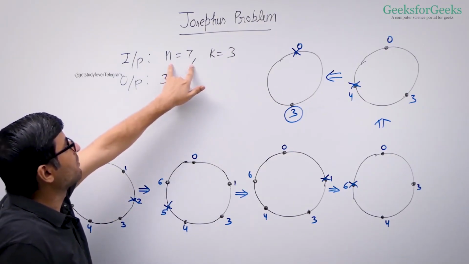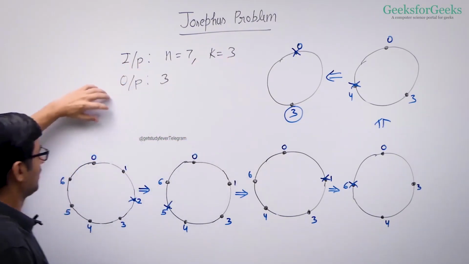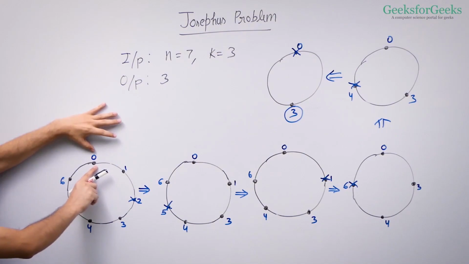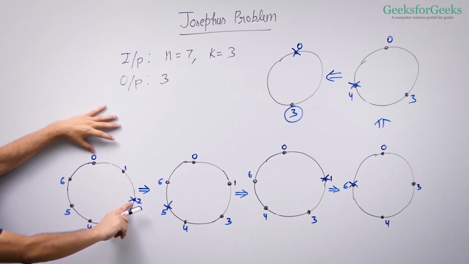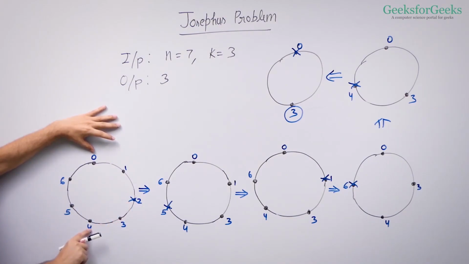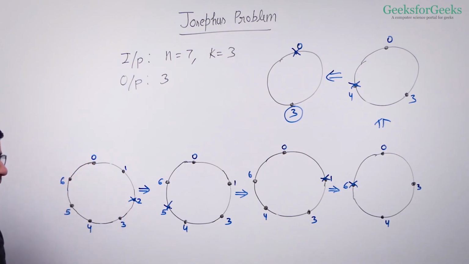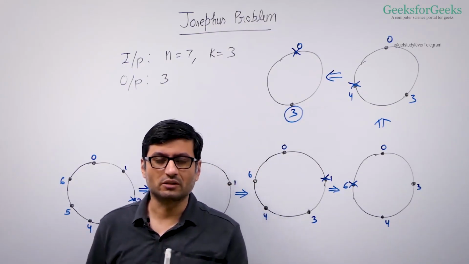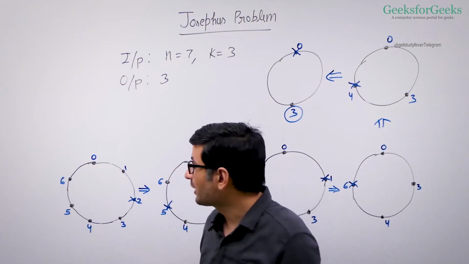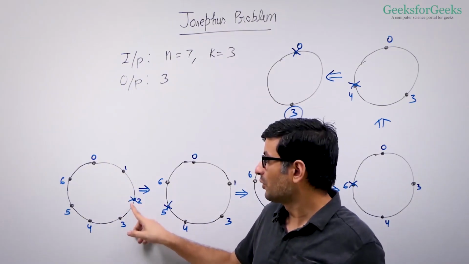We have 7 people in a circle and we need to kill every third person. So here are the 7 people. We consider the position of the first person as 0, second person 1, third person 2, fourth person 3, fifth person 4, then 5 and then 6. So we have positions from 0 to 6 for 7 people. Now we want to kill the third person beginning from 0. So the first killed person is always the k minus 1th person, the person with index k minus 1. So this is 0, this is 1 and this is 2, k minus 1. We kill this person.